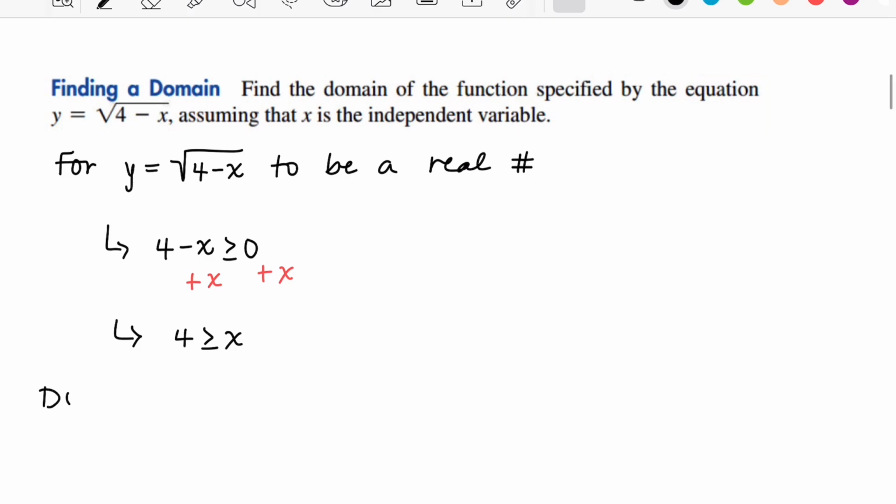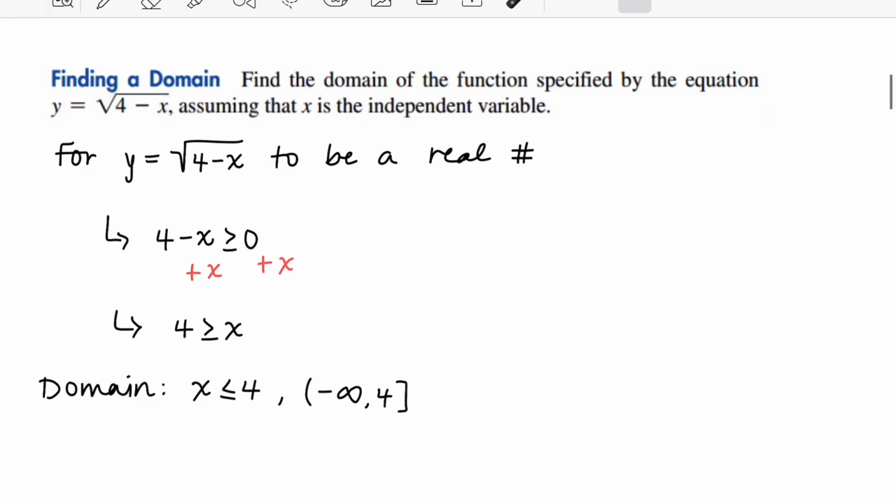So this tells us that the domain of our equation is all values of x that are less than or equal to 4. And then in interval notation, this is going to be negative infinity all the way up to 4. And remember, whenever we have negative infinity or infinity, we're going to use a parenthesis because that's not a number that we can actually get to. And then since we are including 4, we are using a bracket here for our interval notation. All right, so that is the domain of our equation because all of these values will result in y being a real number.